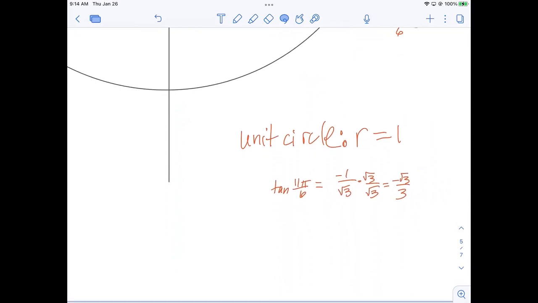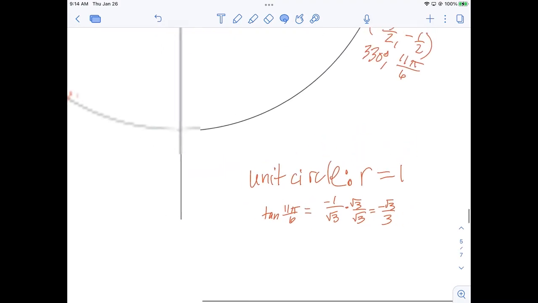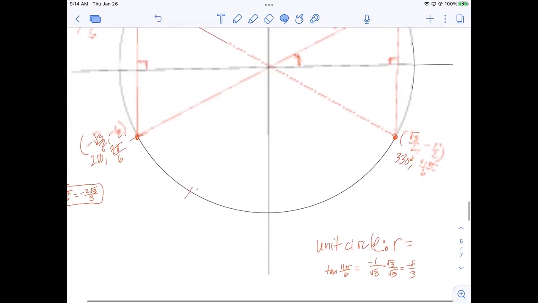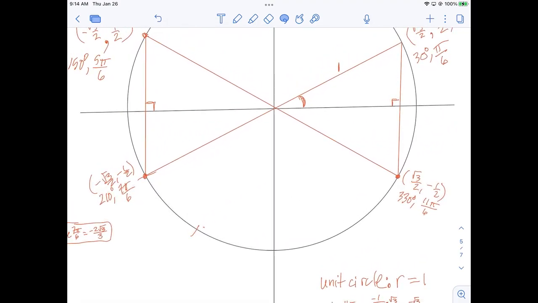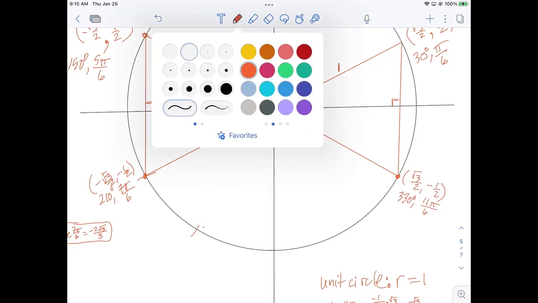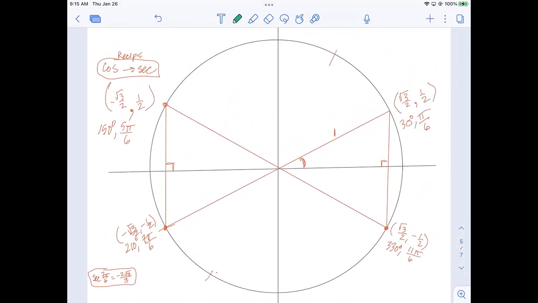But you should be able to do that in your head with a little bit of practice, because they end up being the same ratios all the way around. The only difference is the sign, depending on where the angle terminates. All right, so there is your pi 6 or 30-degree reference angle. So good so far? All right, let's go to your 60-degree angles.